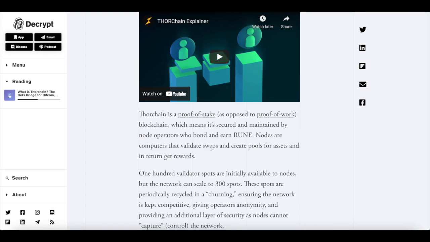Now, THORChain is also proof of stake, which means that you can stake the token as opposed to proof of work. Proof of work is where you have to mine the cryptocurrency token, but with proof of stake, you can actually stake your token and earn passive income. In other words, it's like a stake reward, stake return, or interest. Now, this means it's secure and maintained by node-operated bonds and earn Rune. Nodes are computers that validate swaps and create pools for assets, and return gets rewarded.